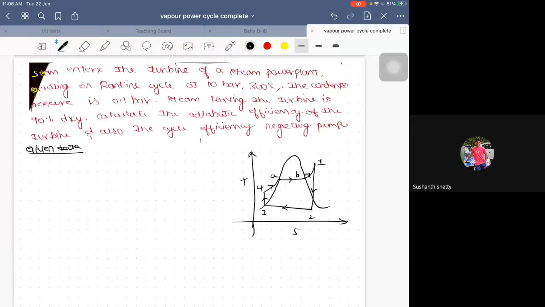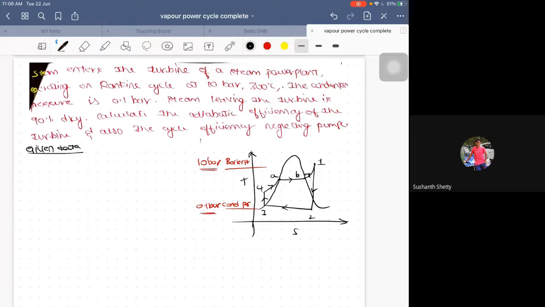Yes, sir. Okay, so two pressures would be there. One is the boiler pressure, you all know this, and the other one is the condenser pressure. So just note down the values. It is 10 bar and it is 0.1 bar. Okay. Now, this is the given data.